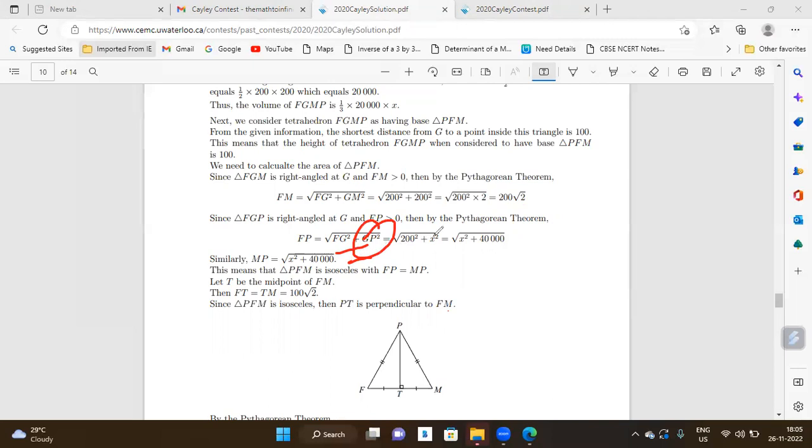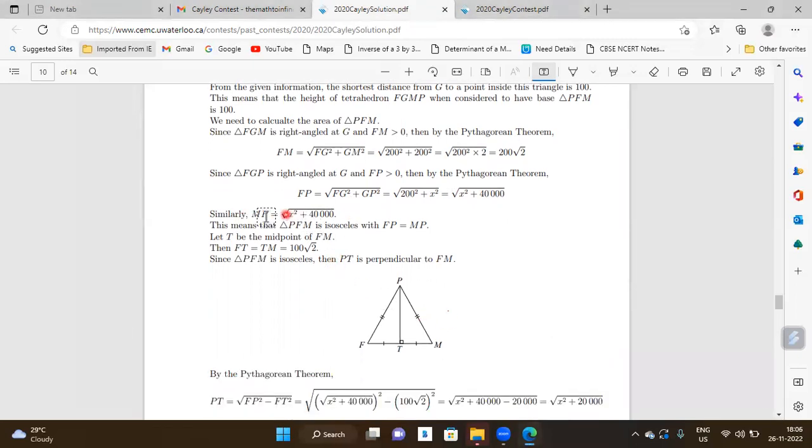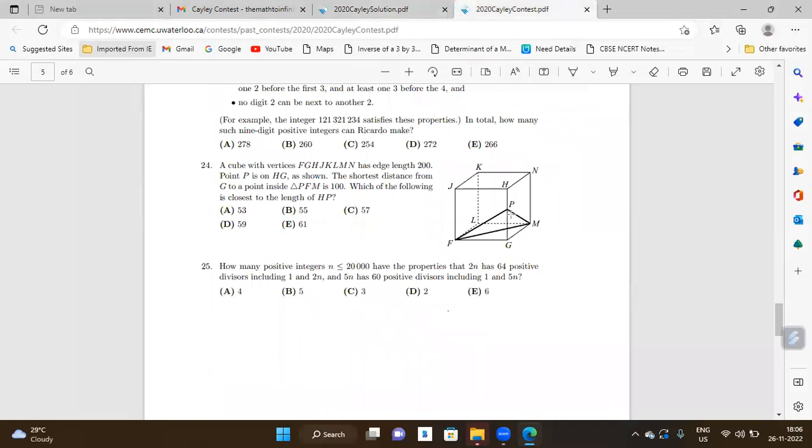We don't know the value of GP, so you are just assuming that as x. So this is going to be x squared plus 40,000. They are doing the same for MP as well. If you do the same for MP, you will have the same answer because FP and MP are equal. I'll show you.